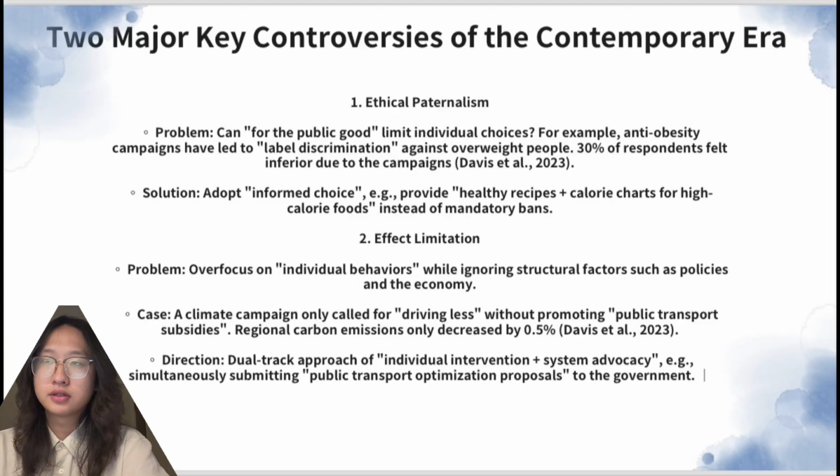Modern social marketing has two big debates. First is what is called paternalism. Can we limit choices for public good? Some anti-obesity ads made 30% of people feel bad, according to Davis et al. 2023. The fix is to offer receipts and calorie lists instead of banning food.